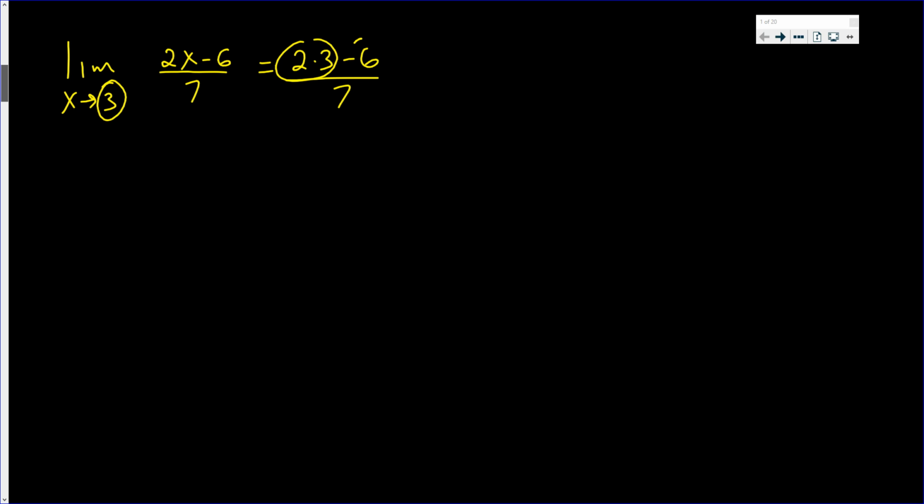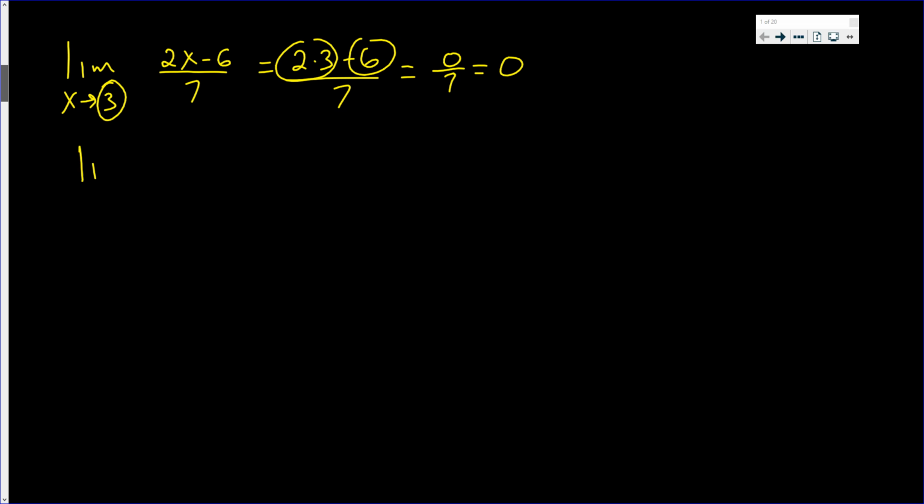Let's look at this limit. Suppose you have the limit as x goes to 3 of 2x minus 6 over 7. Lots and lots of people will say, first thing you do when you have a limit, you factor. Nonsense. That's really not good advice. I'm just going to substitute 3 for x. So 2 times 3 minus 6 over 7. This is 6 minus 6, which is 0 over 7, which is 0. I'm done.